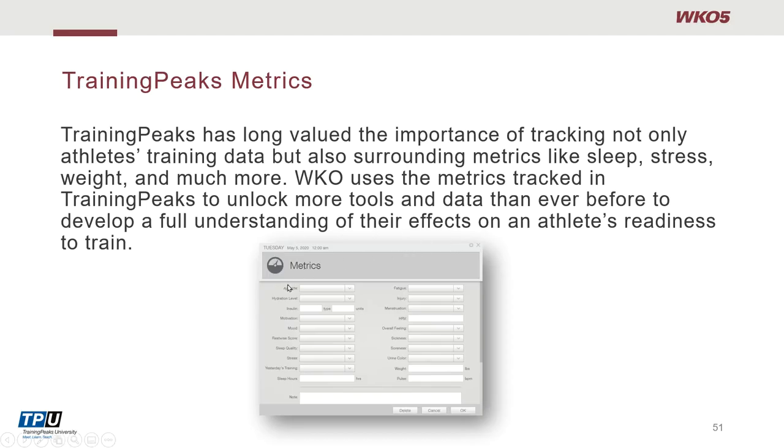So here we have the metrics, and there's more available on the screen. You can customize your Training Peaks, but you see examples of what metrics can be collected in Training Peaks like sleep, stress, mood, fatigue, HRV, urine color. Track that information. Anything that's tracked in Training Peaks metrics becomes available in WKO5 for analytics. In the guides, we'll get into how to use those analytics, but just know that data is important.